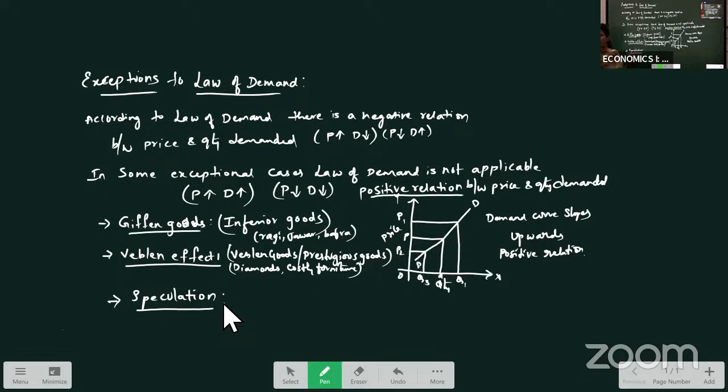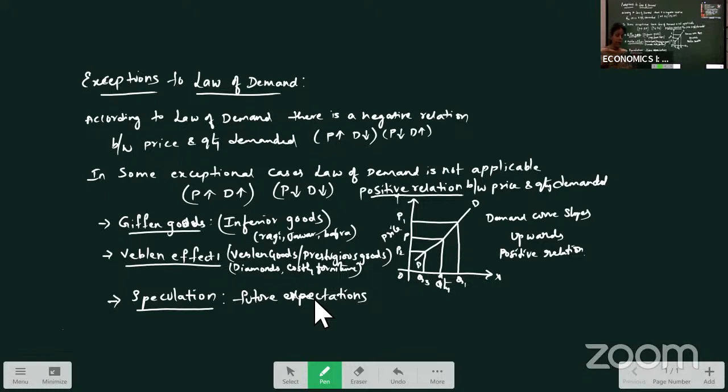So what is speculation here? If the prices of commodities are expected to increase in future, we can say future expectations. In future, we expect that the price is going to increase. So now, though the price is high, we try to buy at the high price. That is called speculation. So in the case of speculation also, when price is increasing, demand is also increasing.